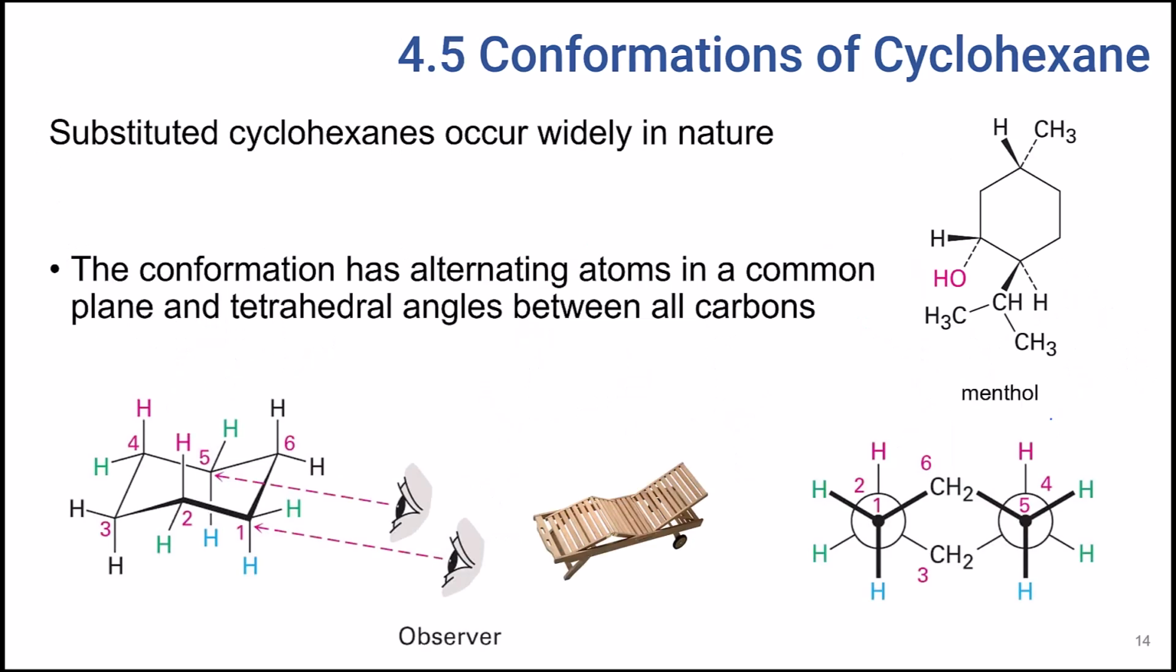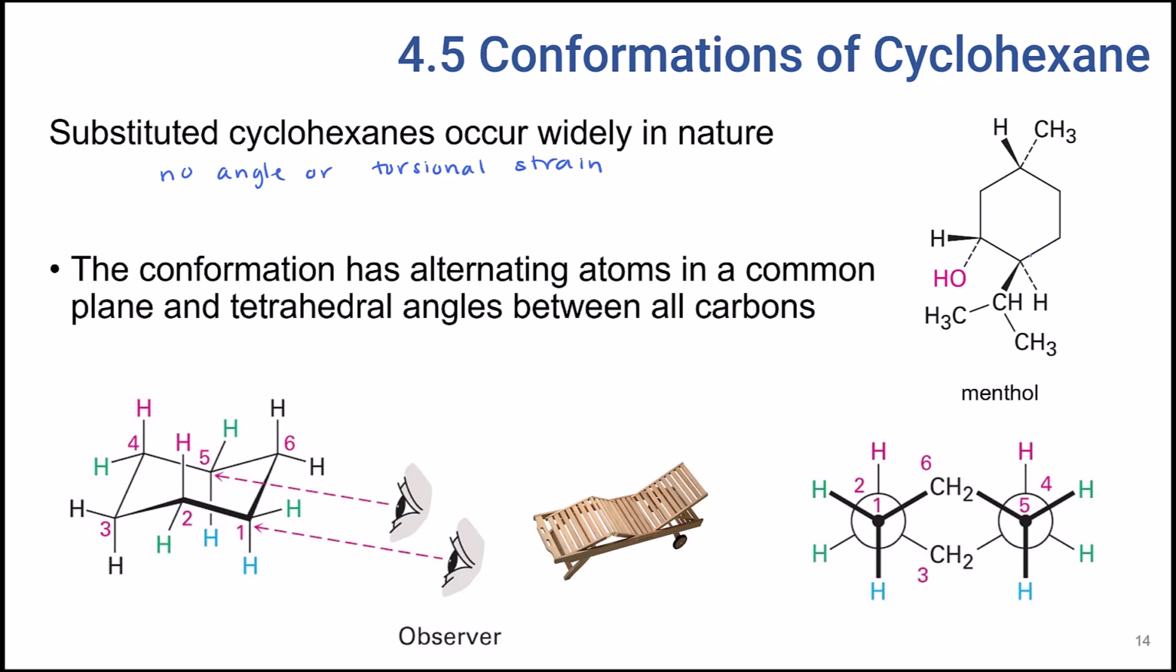Cyclohexanes can adopt what's called a chair shape, and these occur widely in nature. It's free of the angle strain and torsional strain. The conformation has alternating carbons in the common plane, and all of these carbons can have tetrahedral angles. Menthol is a naturally occurring compound that you may have heard of. That one has a cyclohexane with different groups coming off of it. The wedges and the dashes indicate what direction those groups are pointing.